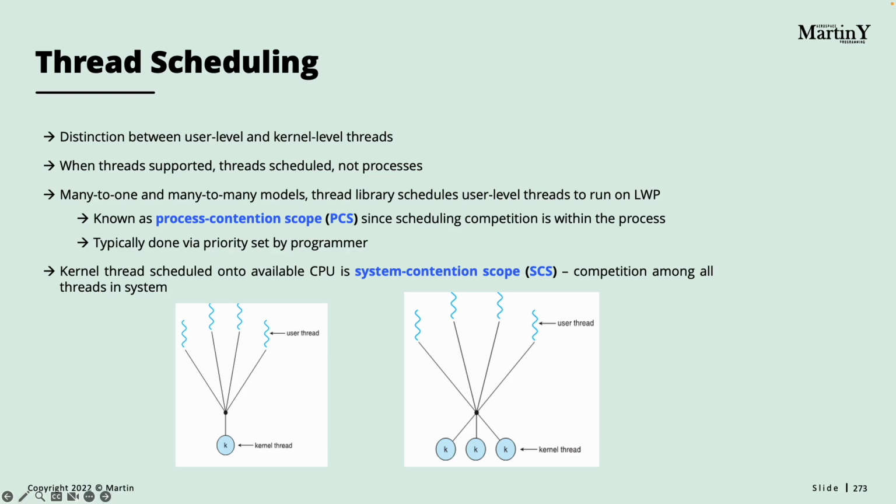If we have one-to-many, this means that we can have many user threads, but we can have only one kernel thread. So whenever this thread is available, we can execute a user thread.